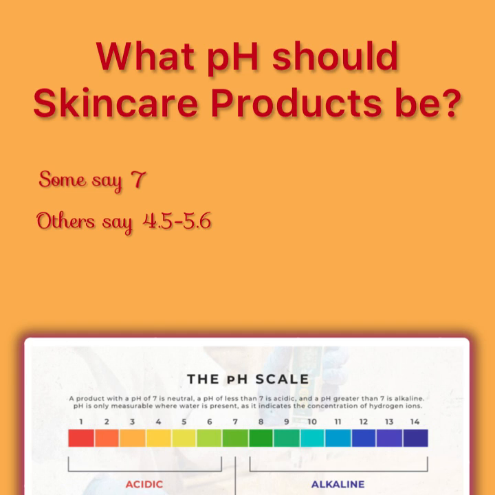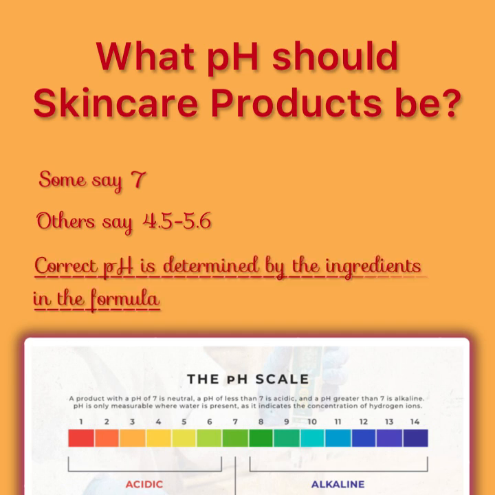However, the correct pH for your skincare products is determined by the ingredients in your product formula. In particular, if you're using natural preservatives, you will need to adjust the pH of your product so that it is within the optimal range for your preservative to be effective.